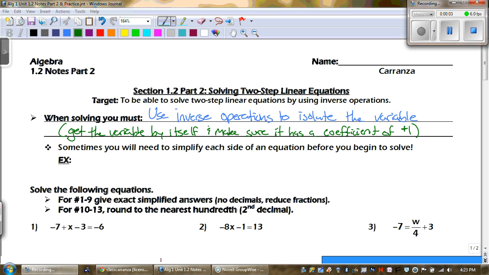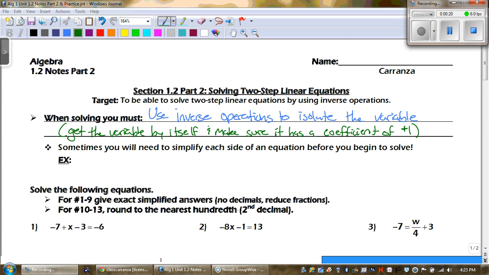Hey guys, this is Mr. Grice for Algebra 1, Unit 1.2 Notes, Part 2. Today we're talking about solving two-step linear equations. Our learning target today is to be able to solve two-step linear equations by using inverse operations.